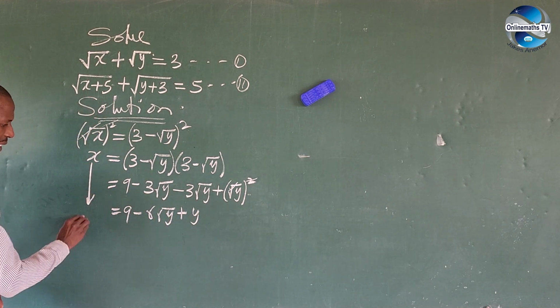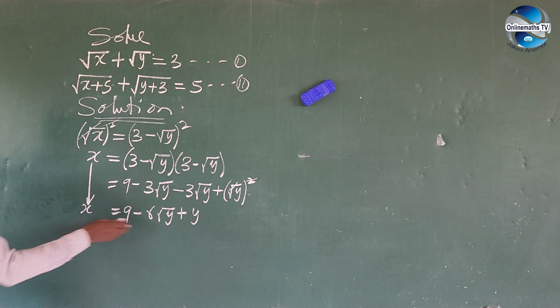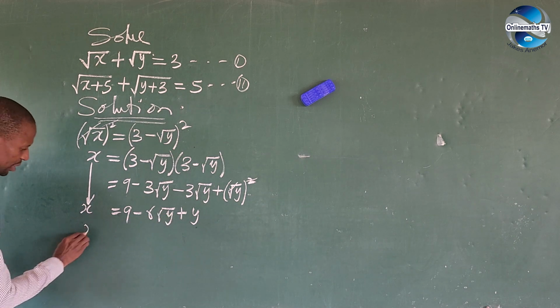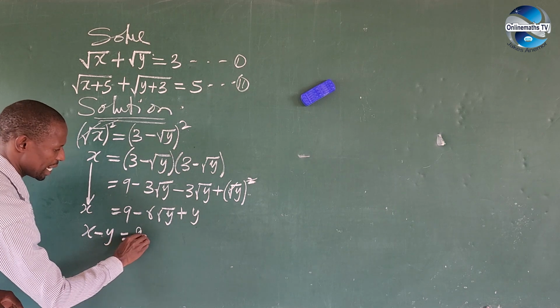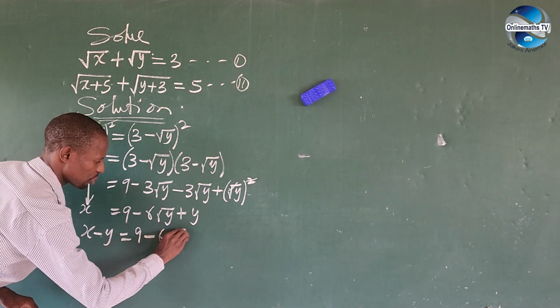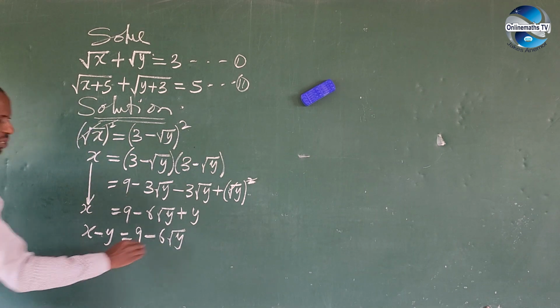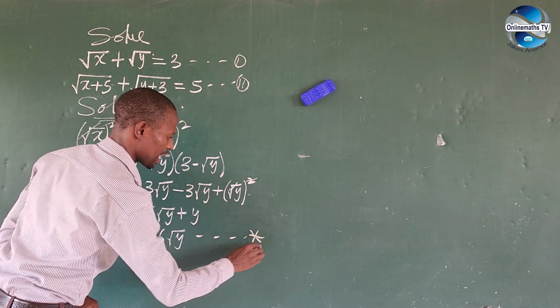Again, we have our x equal to this. If we move y to this side, we get x minus y equal to 9 minus 6 root y. So let's call this equation star.